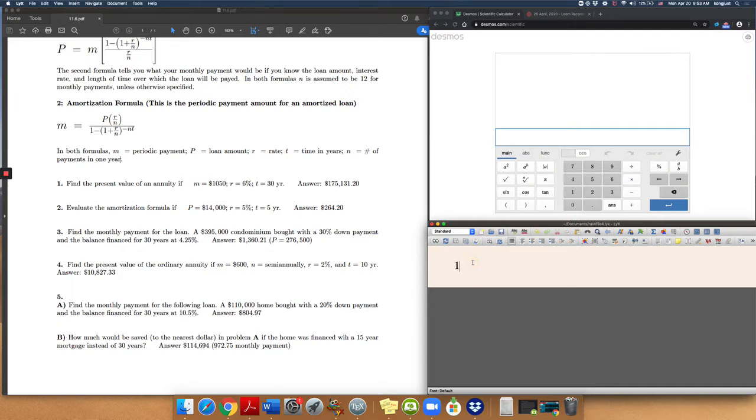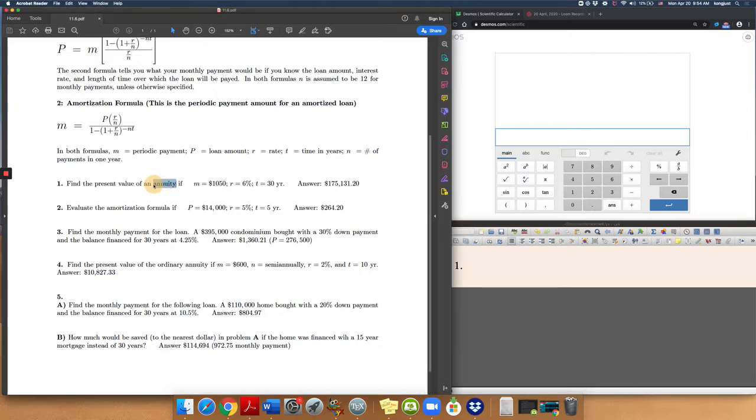So problem number 1. Find the present value of an annuity if m is equal to 1050. Also, just a heads up, we are eventually going to see all these kinds of questions combined, and you're going to have to distinguish which formula to use. So when you see the word annuity, remember it has 2 options. It could be the annuity formula from before, or it could be the one that we're using now. The thing that's going to tip you off is it's telling you the present value.